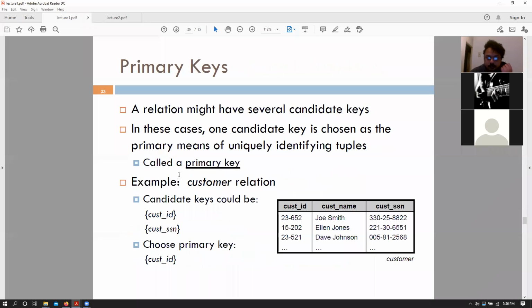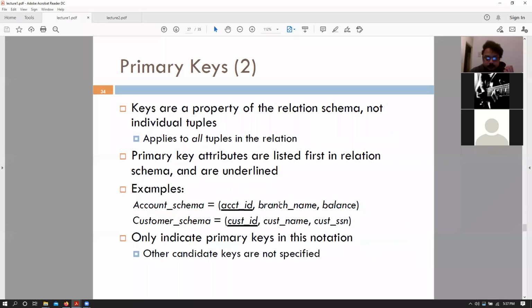And what else? We also had primary keys, which were chosen from among the set of candidate keys, where a table can have multiple candidate keys. So for example, for our customer table, we had a possibility of choosing either customer social security number or customer ID as our candidate key, right? So there can be multiple candidate keys for a table, but we will be choosing a particular key and designating it as a primary key. So that would be our primary.